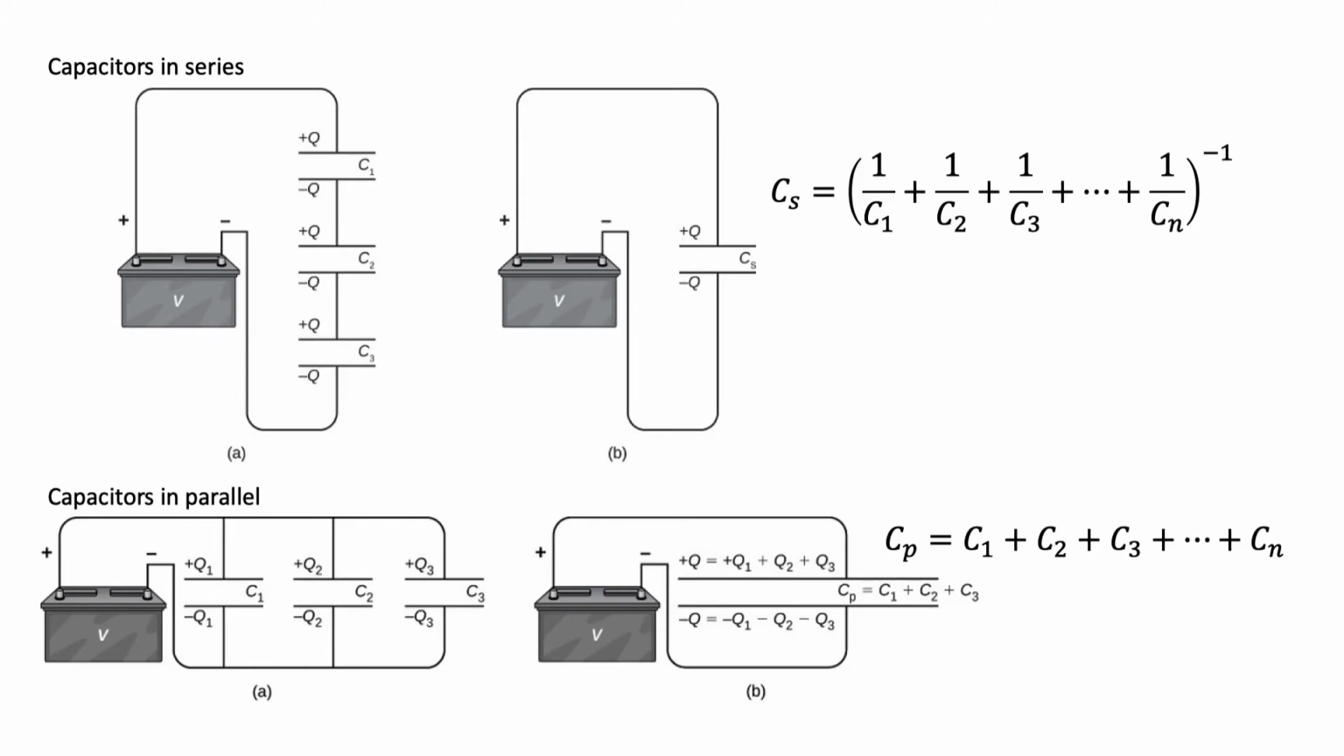For capacitors in parallel, the current divides at a junction and then adds up again in another junction. Thus, the total current is just the sum of the individual currents through each capacitor. Equivalently, the total charge is the sum of the individual charges on each capacitor. Since the capacitance is proportional to the charge, the equivalent capacitance of the capacitors in parallel is just the algebraic sum of the individual capacitances.